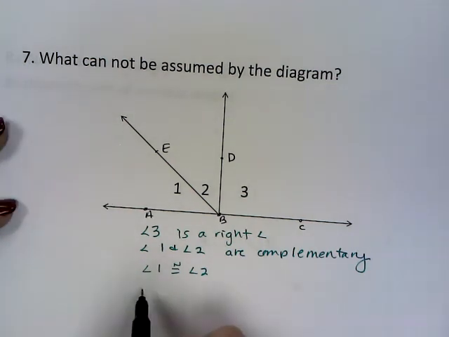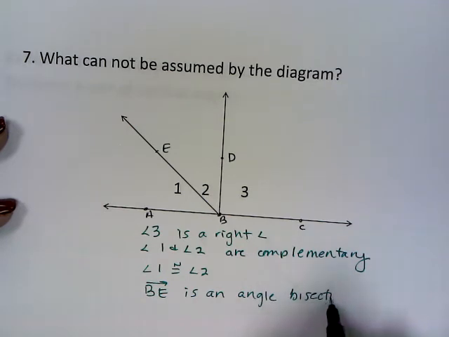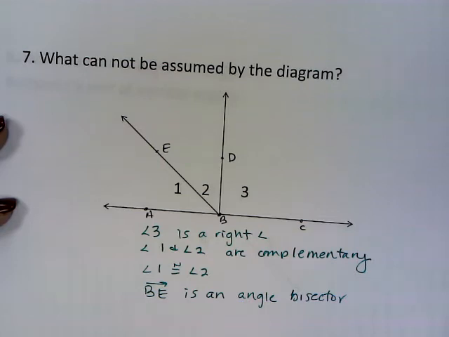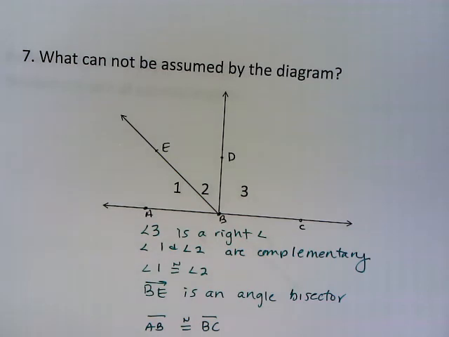I also cannot conclude that BE, the ray, is an angle bisector. They look kind of close, but remember, it's not what things look like. It's what's factual about it. I also cannot conclude that AB is congruent to BC. They look equidistant, but I don't know, so I can't assume it. Remember, you can't assume anything that's not given in a picture. I can't just say, poof.